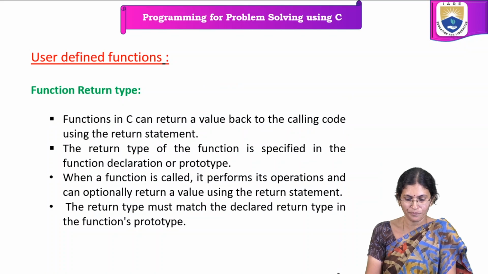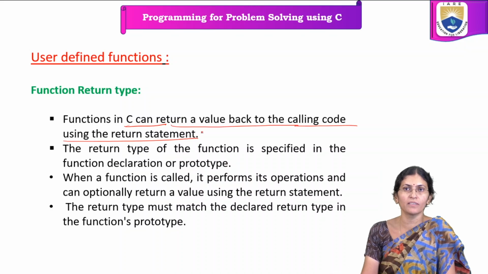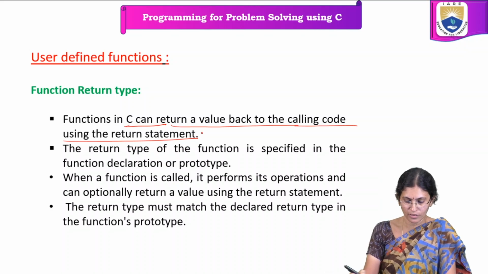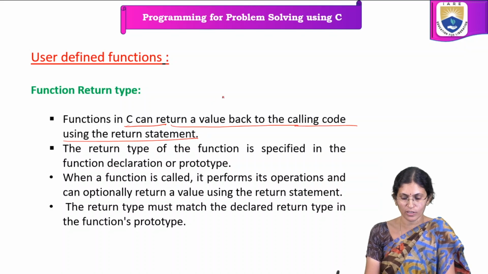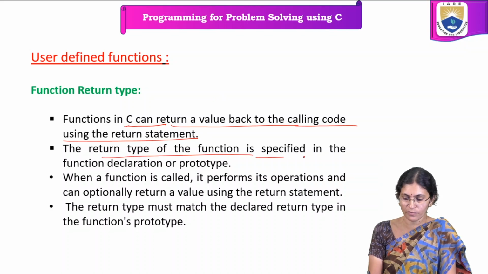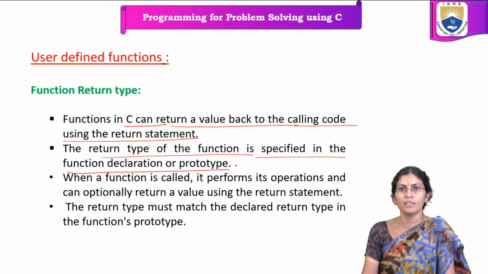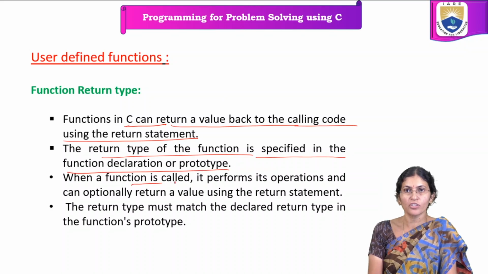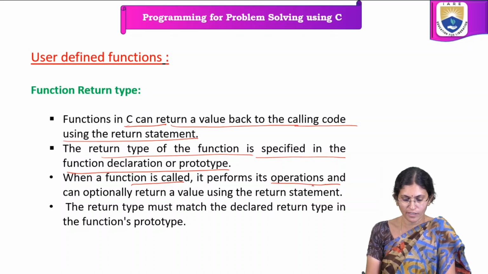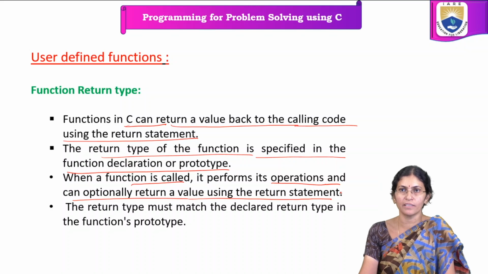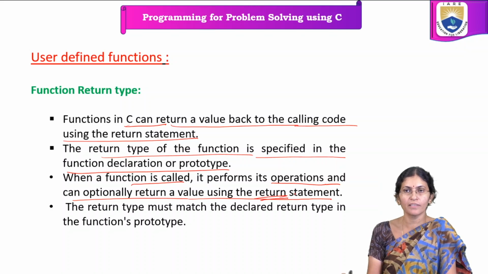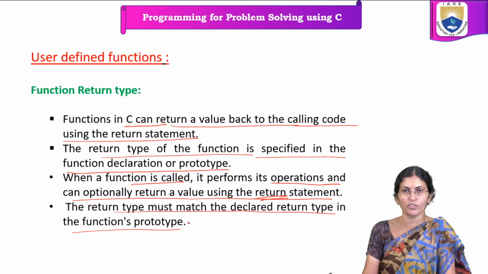Next, function return type. Functions in C can return a value back to the calling code using the return statement. Whenever a return statement is encountered in the function definition, that indicates the end of the function, and control is automatically transferred back to the calling function. The return type of the function is specified in the function declaration or function prototype. When a function is called, it performs its operations and optionally returns a value using a return statement. This return statement may or may not be there in the function. The return type must match the declared return type in the function prototype.